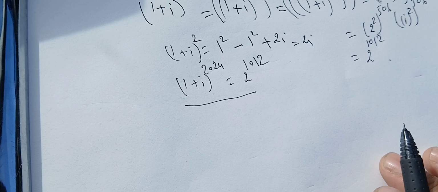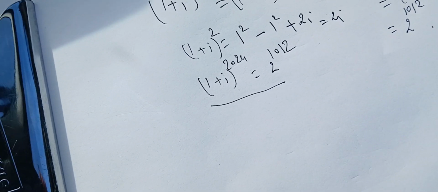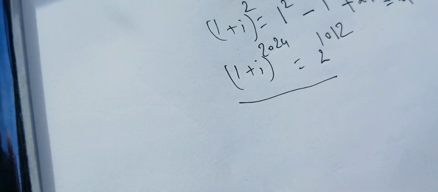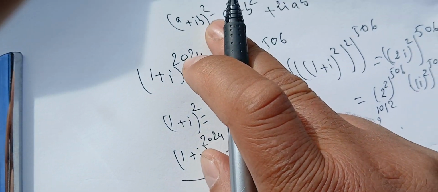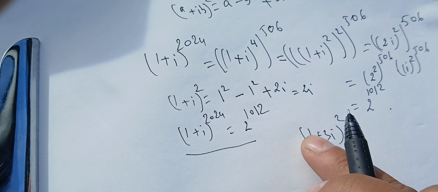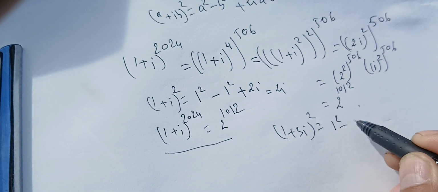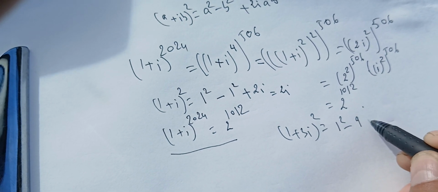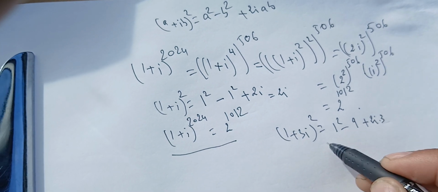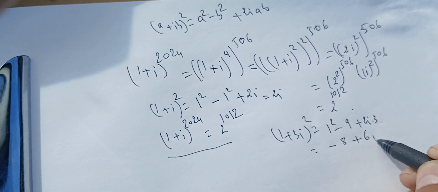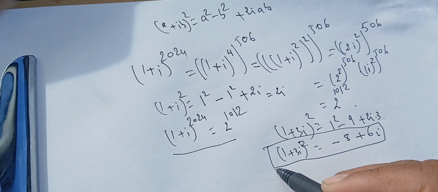Okay, now we are asked to find what's the next. The next one is (1 + 3i). Okay, so (1 + 3i) using the same technique as here. a is 1 and b is 3. So here we have 1 squared minus 3 squared, which is 9, plus 2i times ab, which is 3, times 3. So we get minus 8 plus 6i. Okay, (1 + 3i) squared is this one.